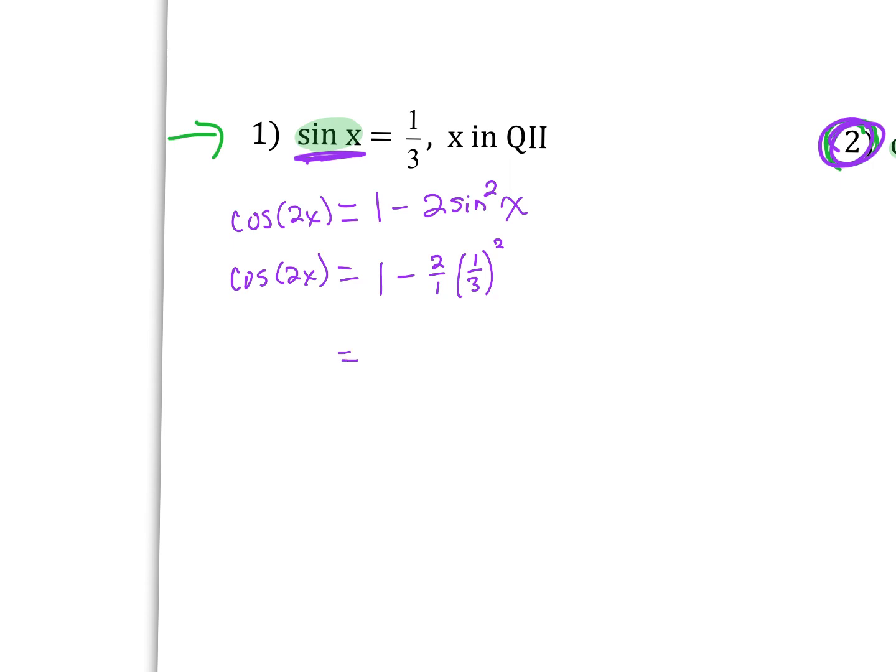I'm going to hold off on how I write out that 1 for just a second. 1 squared is 1, times 2 gives me 2. 3 squared gives me 9. So because my denominator here is 9, I want to write this with a common denominator, so I'm going to write that as 9 over 9 instead of just 1. Okay.